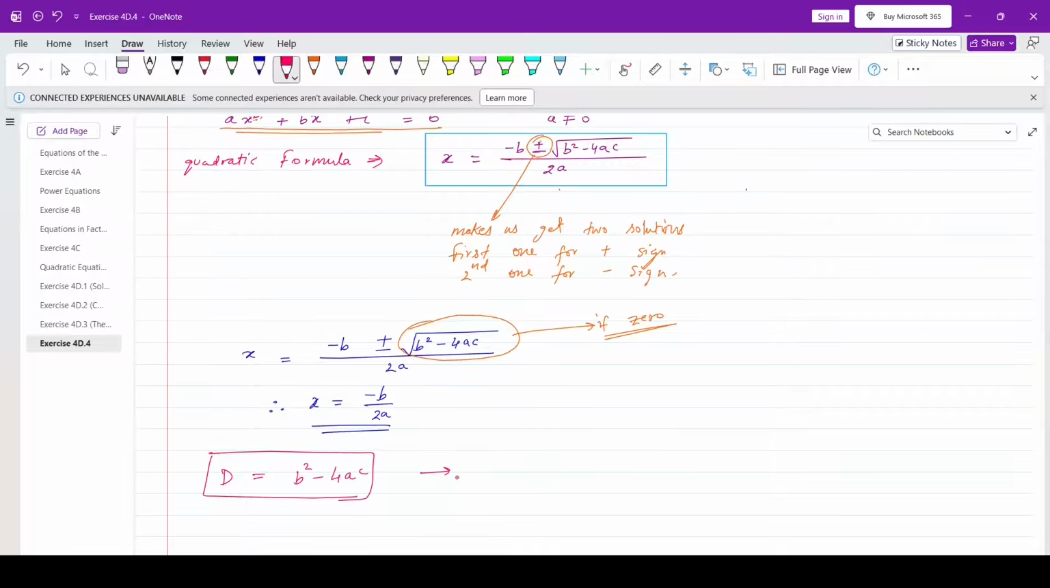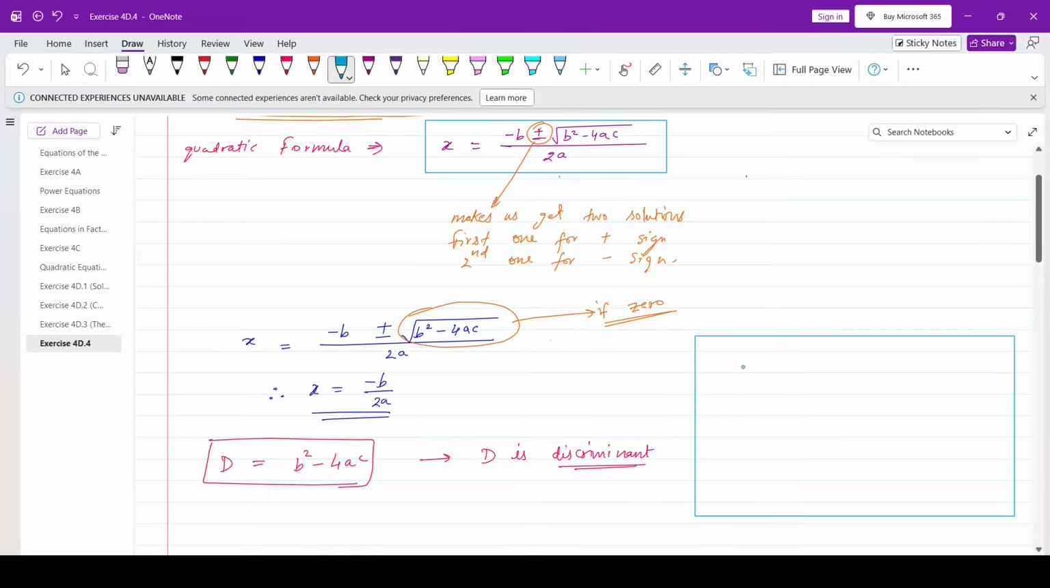Now this d is the discriminant. Now we can simply say if d is greater than 0, x will have two distinct real values.